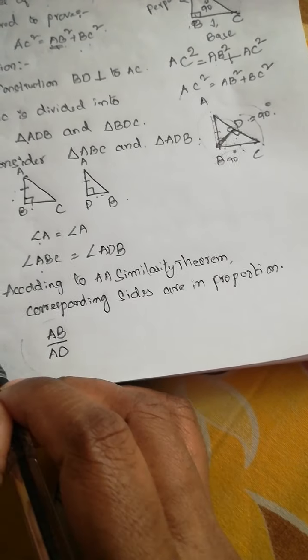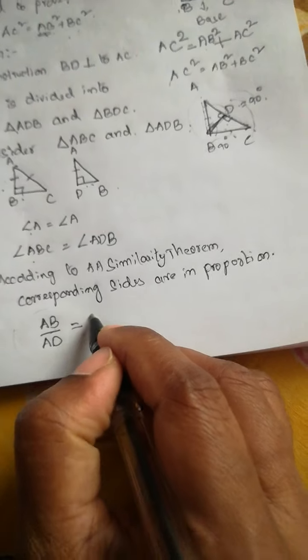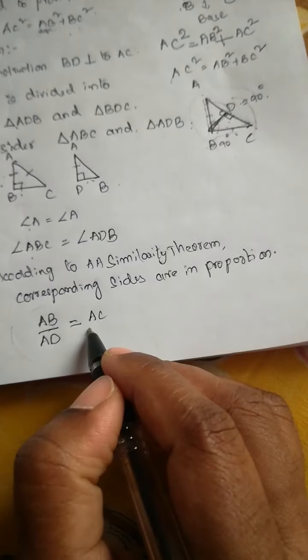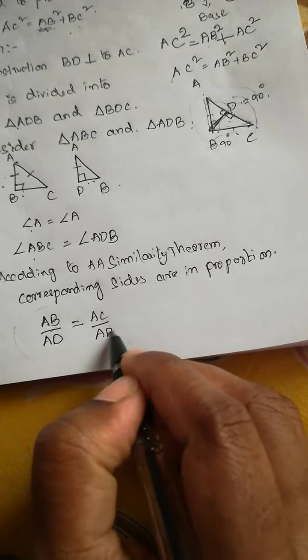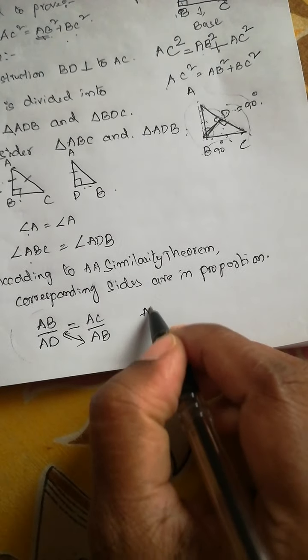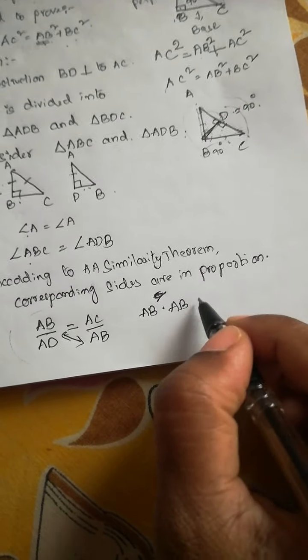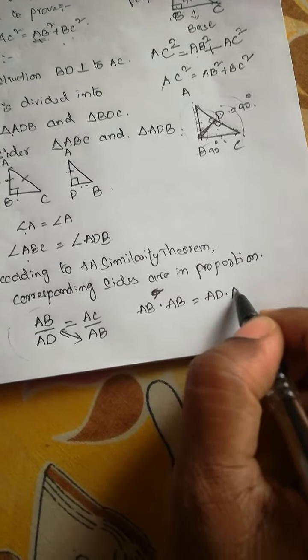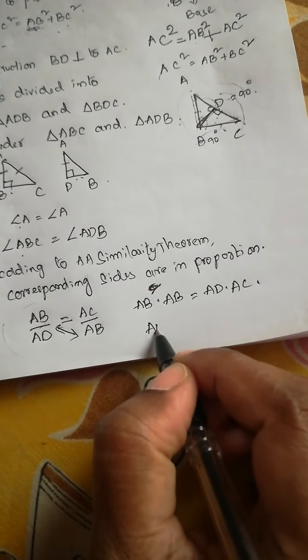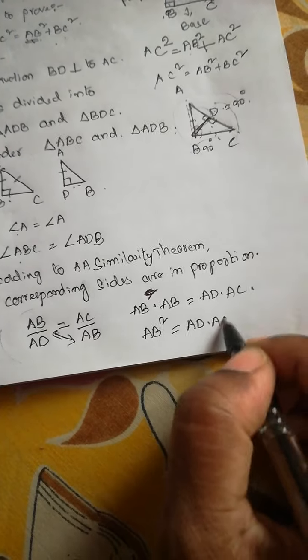If we divide these values, we get some value that is equal to the division of any other two sides. And see here, what is the hypotenuse here? AC, and what is the hypotenuse here? AB. Then cross multiplication, we get AB into AB is equal to AD into AC. Means AB into AB is nothing but AB square is equal to AD into AC.